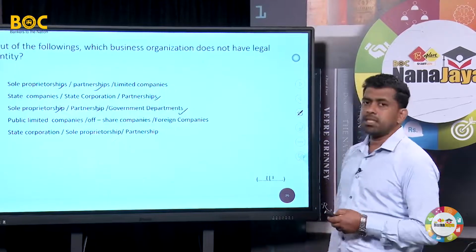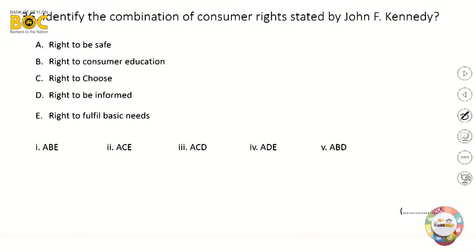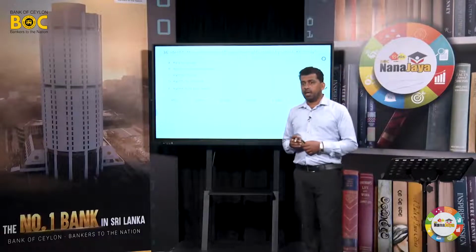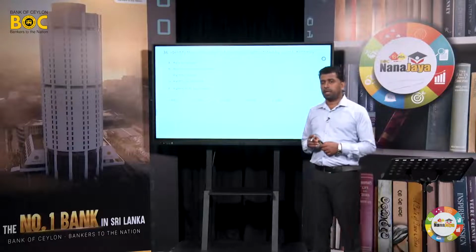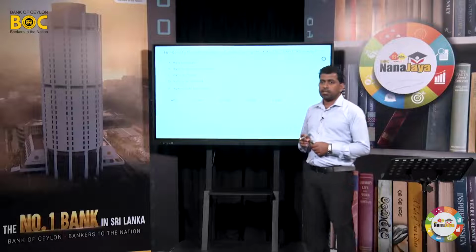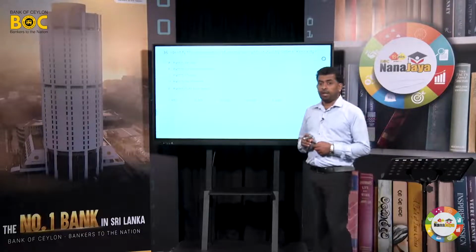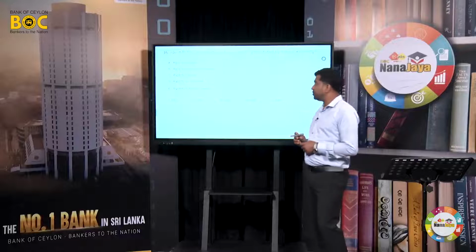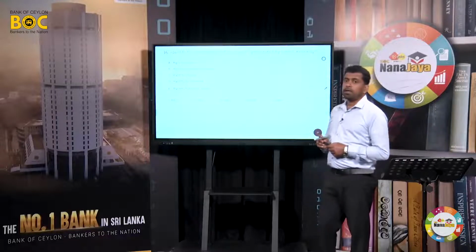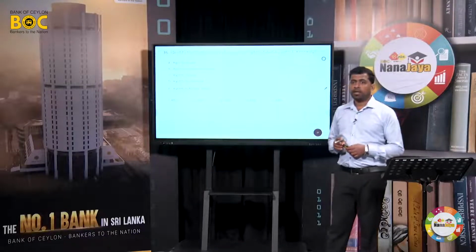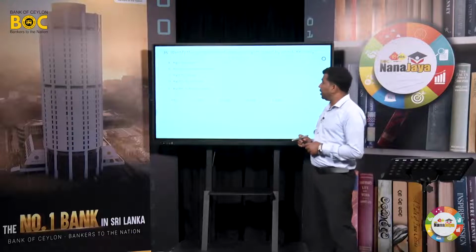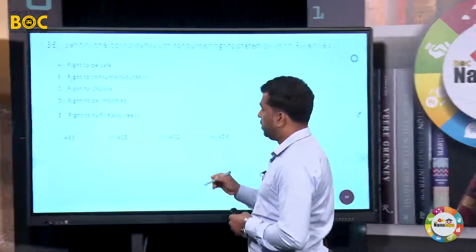Question number 36. Identify the combination of consumer rights declared by John F. Kennedy. There are universally accepted 8 consumer rights. The first 4 were declared by John F. Kennedy, and the second 4 were declared by Consumers International. John F. Kennedy declared right to safety, right to be heard, right to be informed, and right to choose. Right to be safe, it is declared by John F. Kennedy.